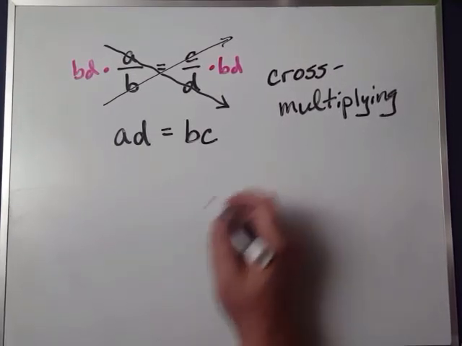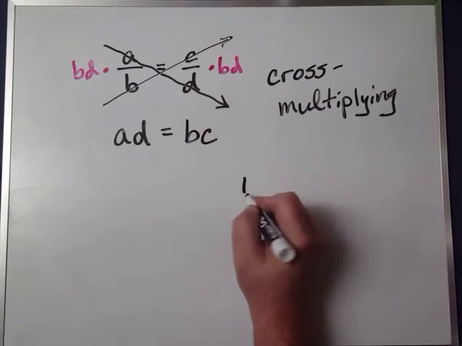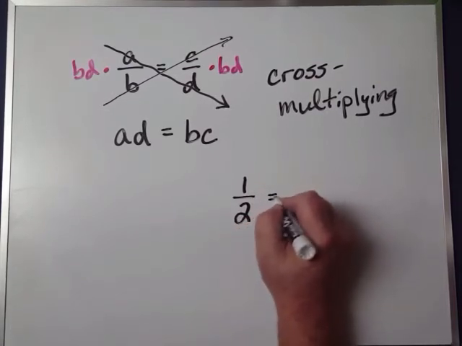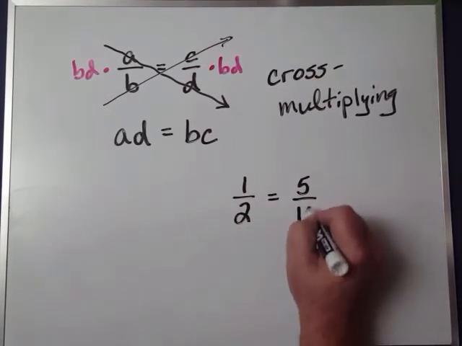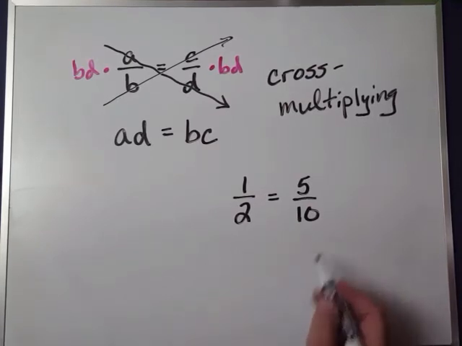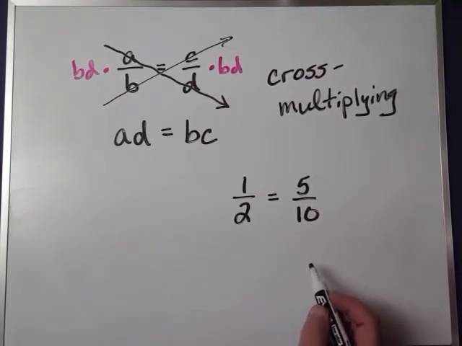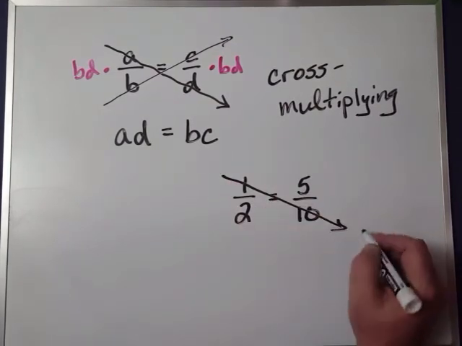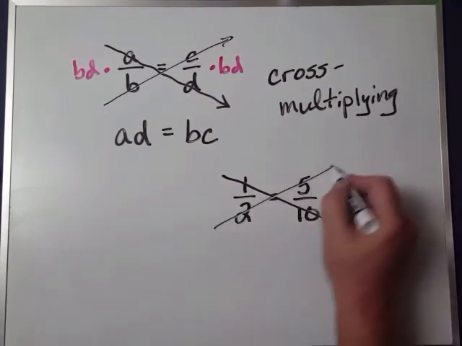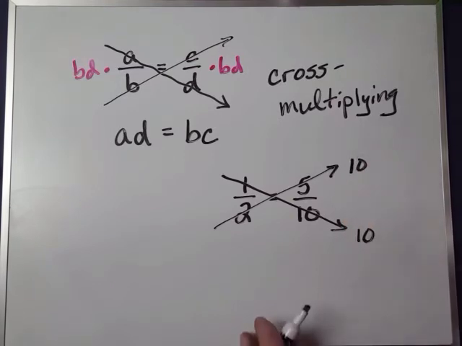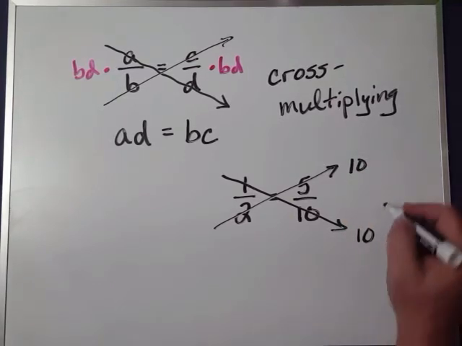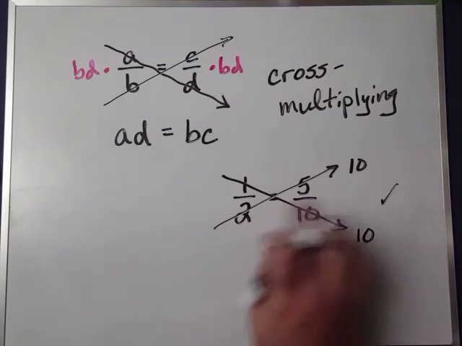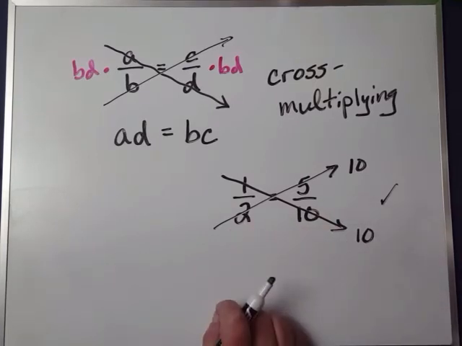This is cross-multiplying. Look at our statement that we had a minute ago. 1 is to 2 as 5 is to 10. If that's true, then it should be the case that the cross products are equal. That is, 1 times 10 is 10, and 2 times 5 is 10. And so that tells me that that ratio, that proportion is correct because the cross products match.